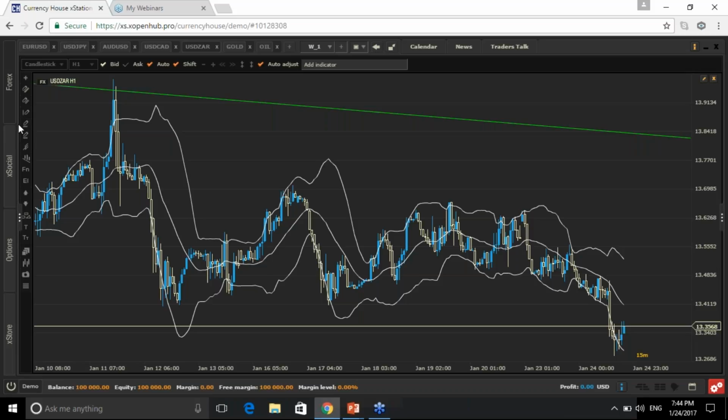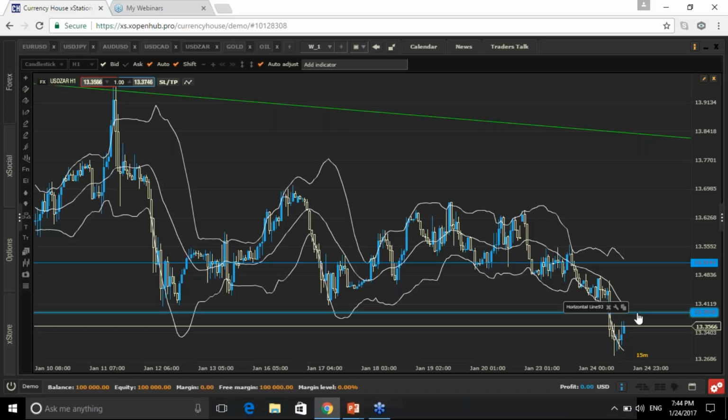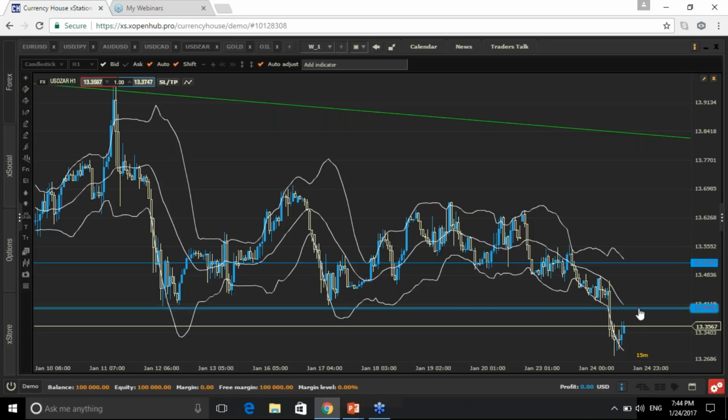We can easily define the level of entering into the market. This is for conservative traders. This middle line is for aggressive ones. We got 13.4, and this is a good level to sell this asset and to wait for the continuation of the downtrend. All right, I promised you to show you a couple of commodities.